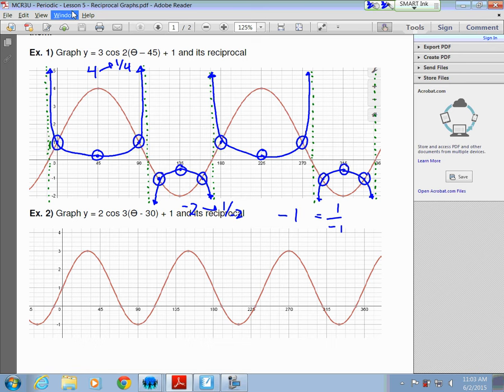So the reason why we can't touch that asymptote is because we can't divide by 0. Right. All right, so that's what that's going to look like.